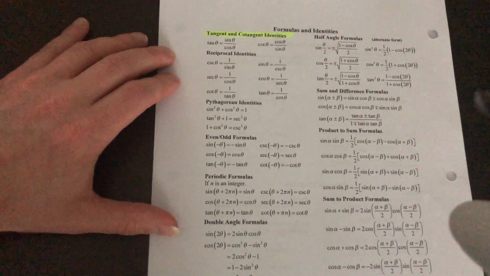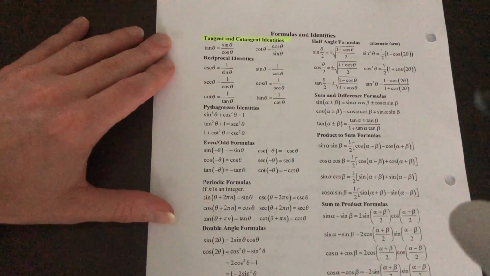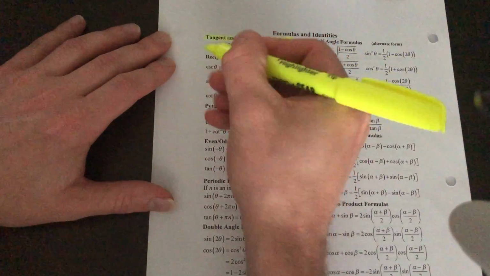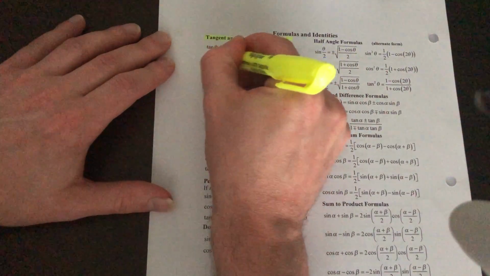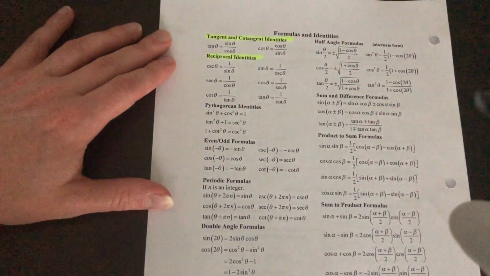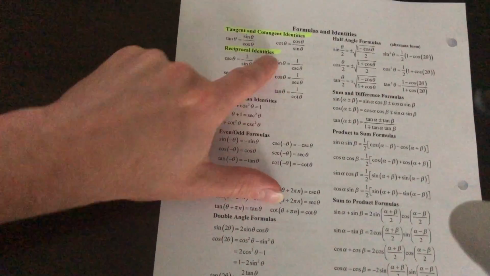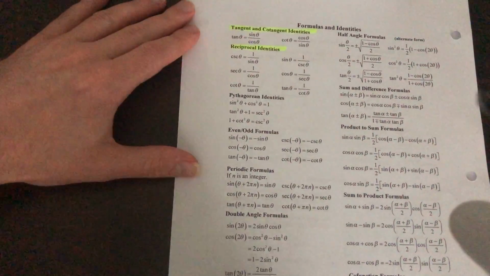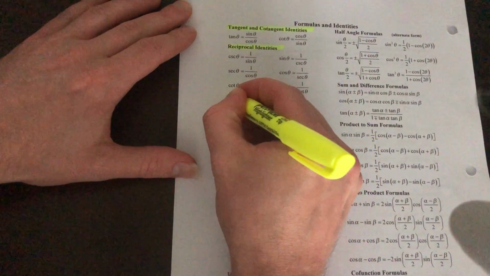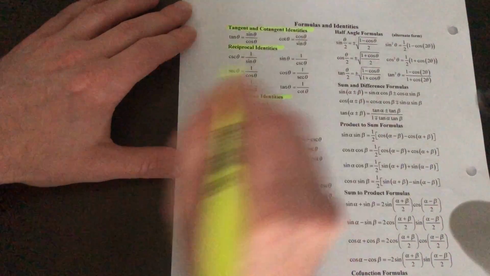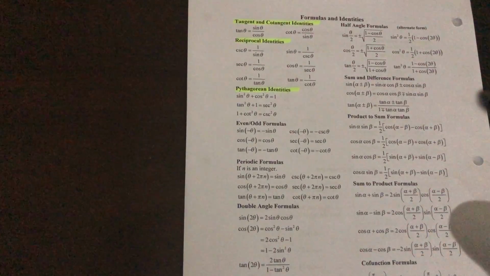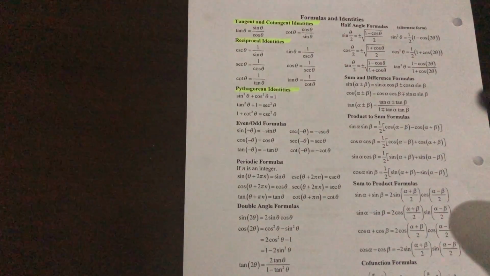Tangent is defined as sine over cosine, and cotangent is defined as cosine over sine. We pretty much already know our reciprocal identities. Very rarely are you going to use these, and you'll see why in a little bit. Your Pythagorean identities, these are important. We're going to use them whenever we see something squared and a 1 a lot of times.